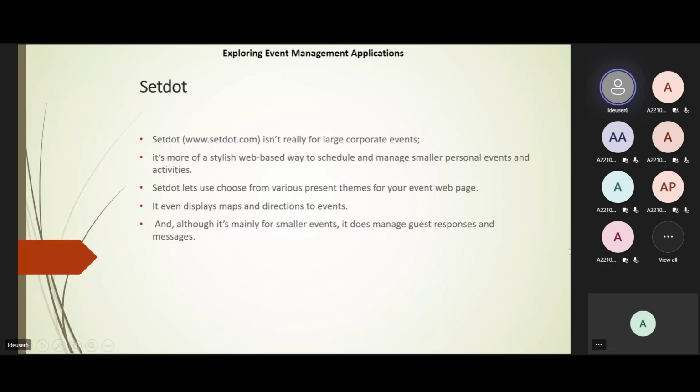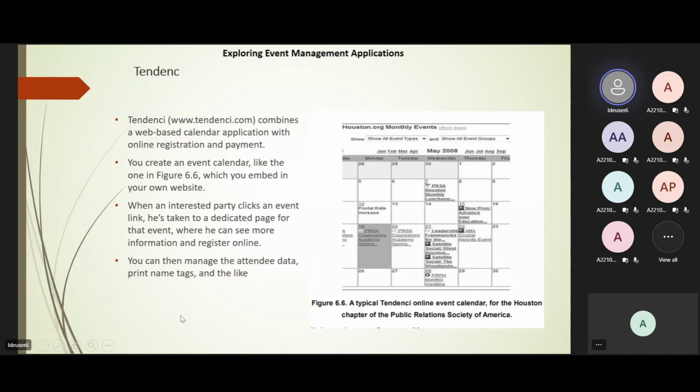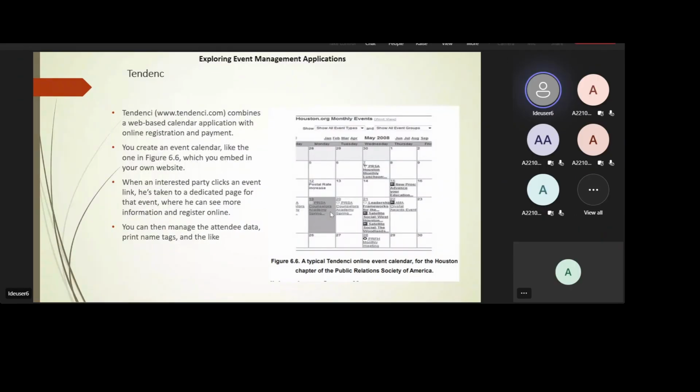Next one is Tendenci. It's a combination of a web-based calendar application with online registration and payment. So it contains both the calendar application as well as the registration and payment option. Here you can create a calendar for your event, and interested parties click on an event and are taken to that particular page, where they can see more information and register online on that page itself. You can manage the attendee data, print name tags, etc. by using this.